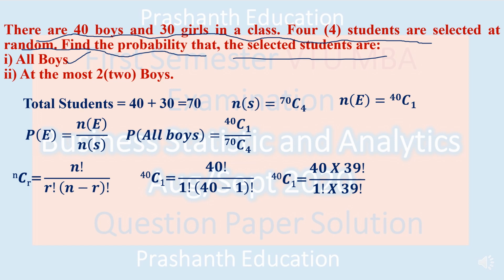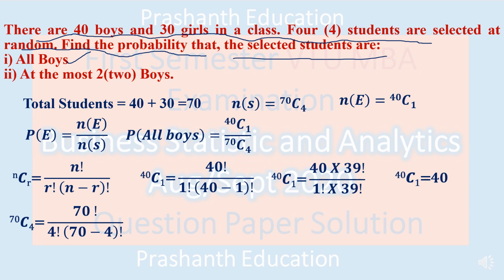So 40C1, everyone knows, will be 40 itself. Why? Because 40 boys are there, so 40 people will be there in the class. Now we have got the probability as an event: all boys divided by total number of students. So all boys 40C1 divided by 70C4. We know the formula for nCr: n factorial divided by r factorial into n minus r factorial. So 40 factorial divided by 1 factorial, 40 minus 1 factorial.